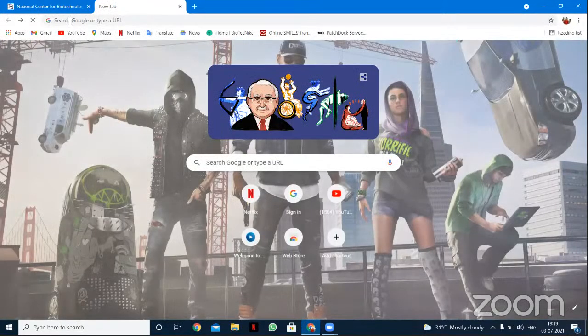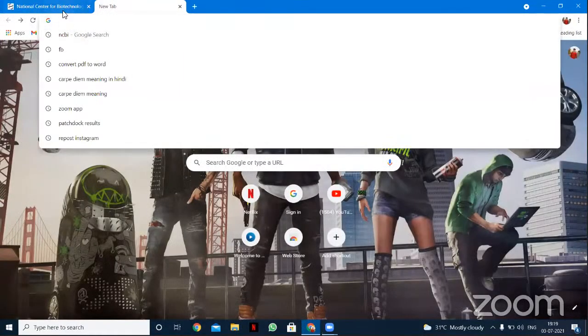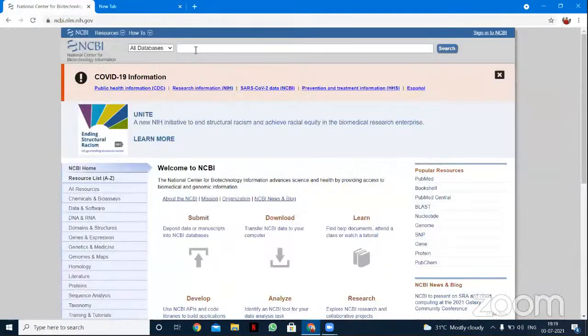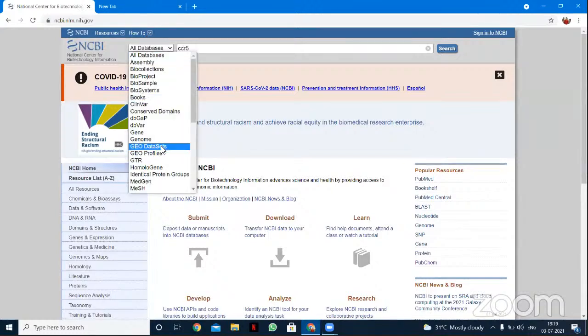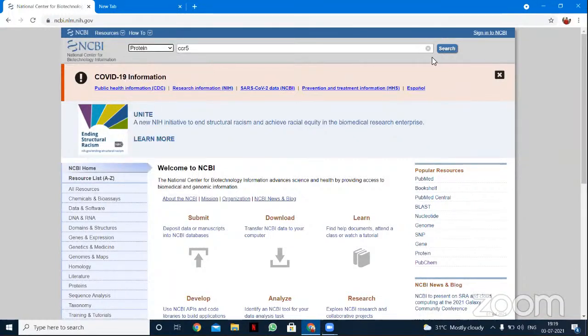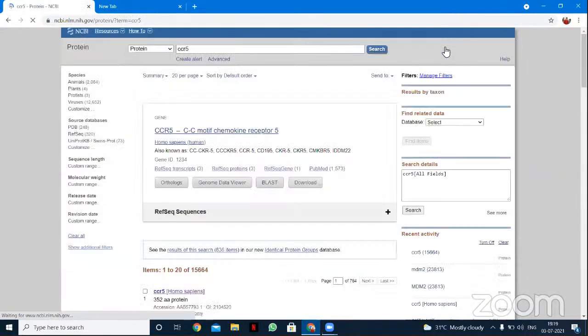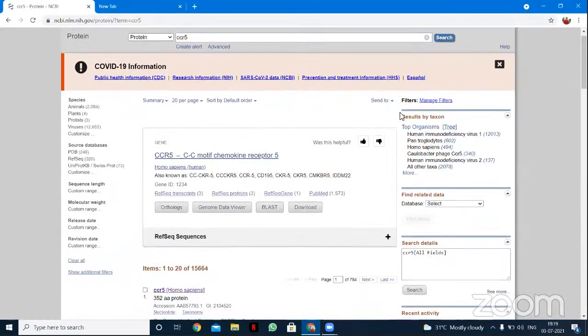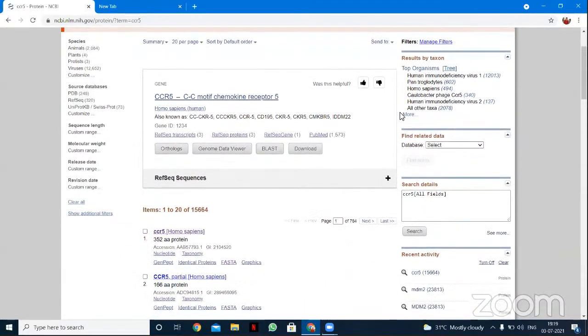Okay, and open any particular protein sequence from NCBI. Change it to protein. So you can select any protein sequence from NCBI of your choice. It depends on which particular protein sequence you want.